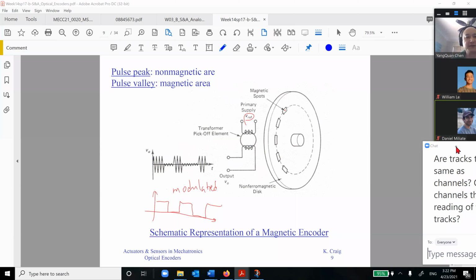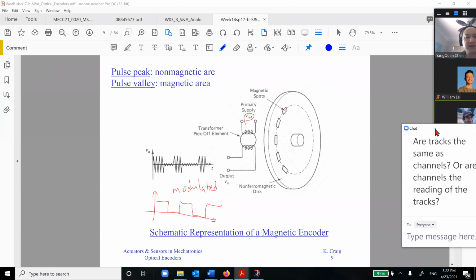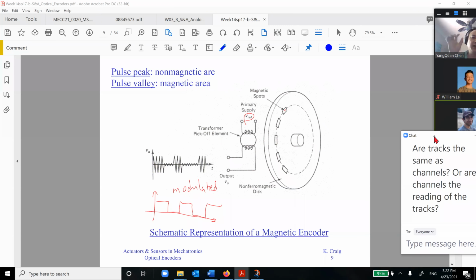So, are tracks the same as channels? Yes, for each track you have a channel. You need a readout. Now, it's also possible to put more than one reader on one track, and that is also called a channel. Okay, so this is what we have learned.